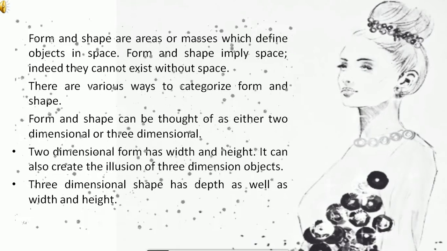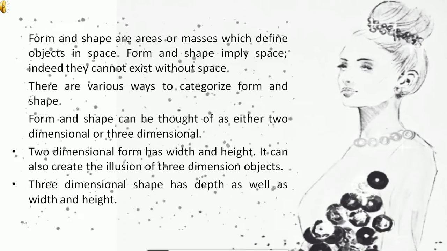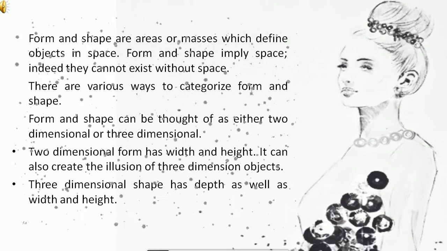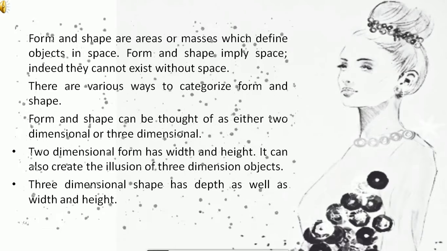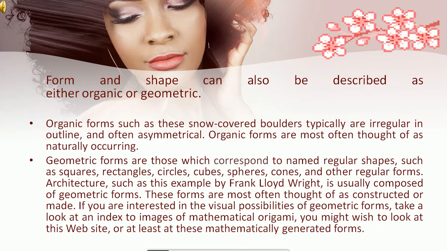Two-dimensional form has width and height. It can also create the illusion of three-dimensional objects. Three-dimensional shape has depth as well as width and height. Form and shape can also be described as either organic or geometric.